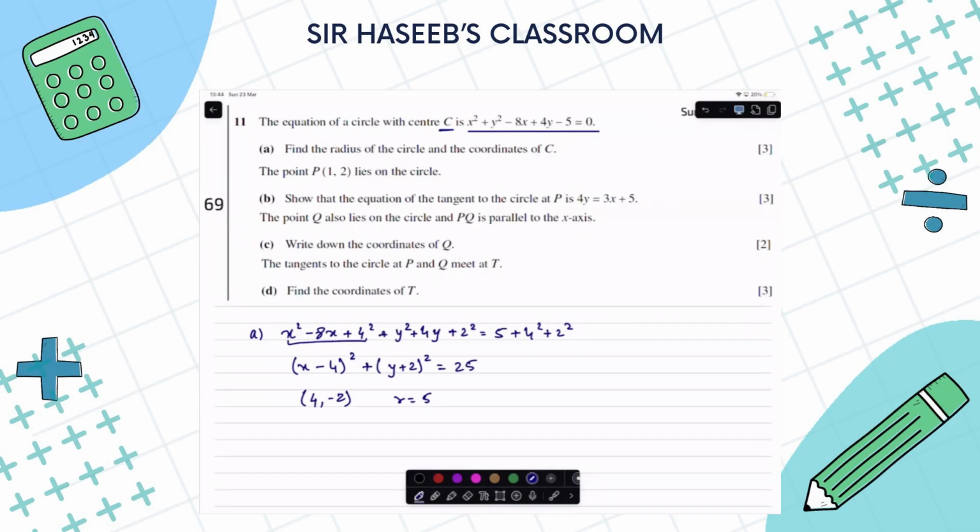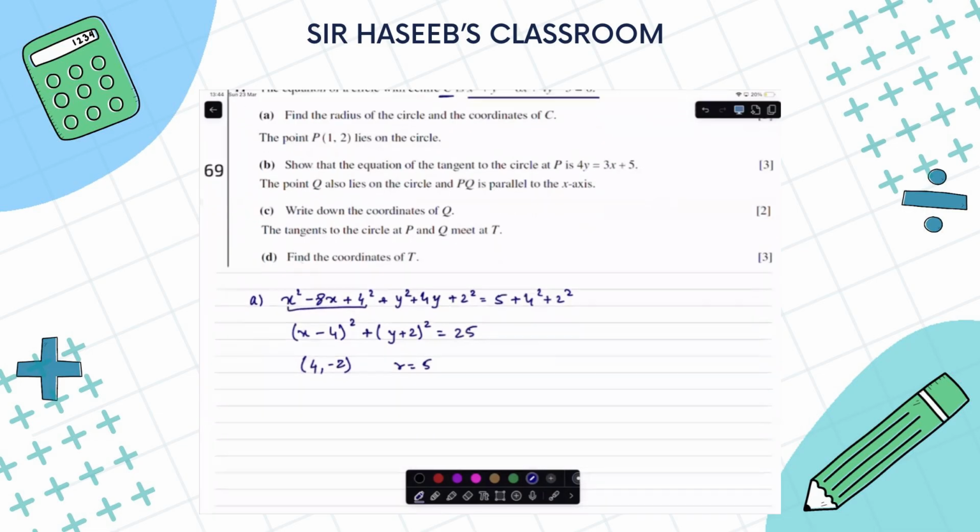Then let's talk about part B. Show that the equation of the tangent to the circle at P is this. Right? Now let's make a hypothetical circle. This is your circle. Center is (4, negative 2) and radius is 5.